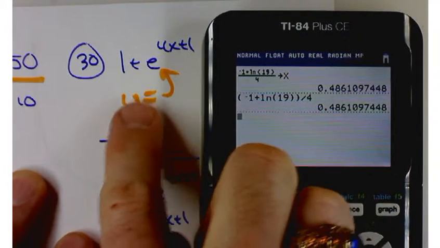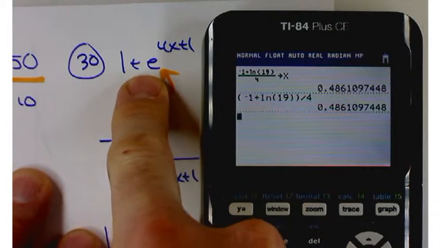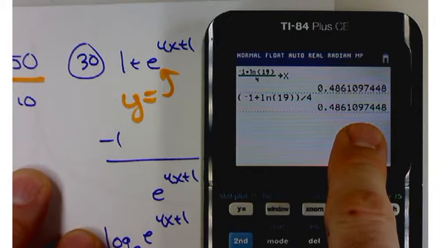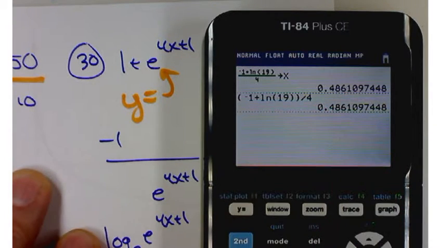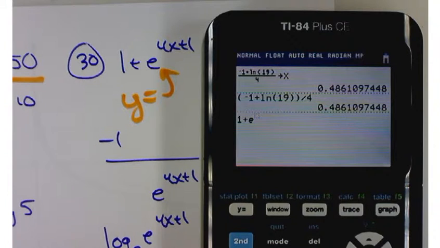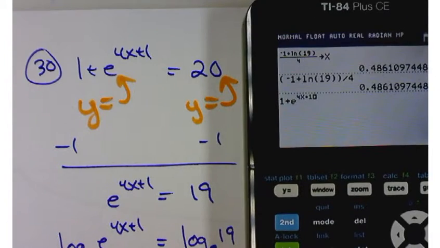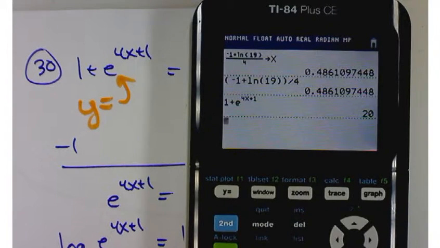So here's what I propose to do. I'm just going to type in the left-hand side of this equation, and with this value of x stored here, I should get 20. So let's do that. 1 plus second ln, which takes me to the e function, of 4x plus 1. And when I press the enter key, what should I get? 20. Bam. Nailed it. So that's one way to check your solution.